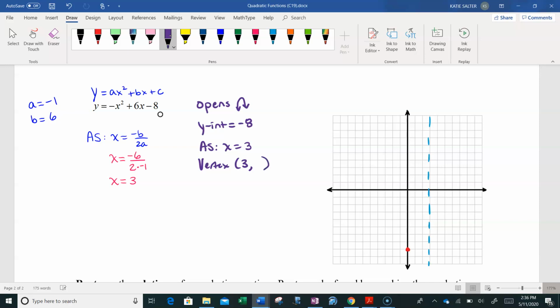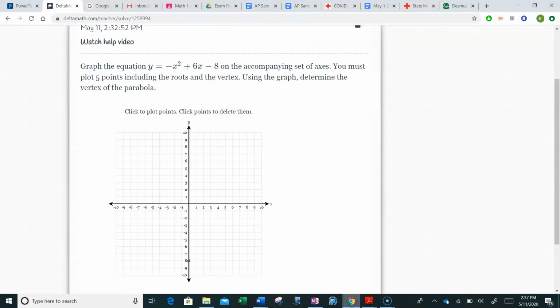And again, you can do this by substituting 3 back into the function and using your calculator. You can do it by using Desmos. There's lots of different ways to figure that out. Okay, so ultimately we get the vertex is at 3, 1. So again, we can go ahead and put that right here as one of our points. And we know that the vertex is one of the points we must have on our graph.